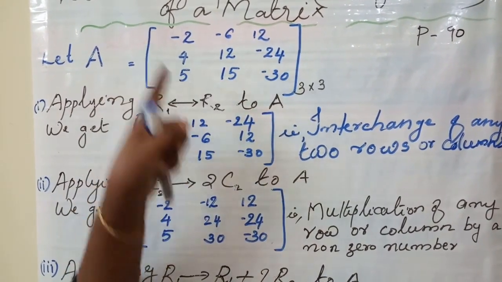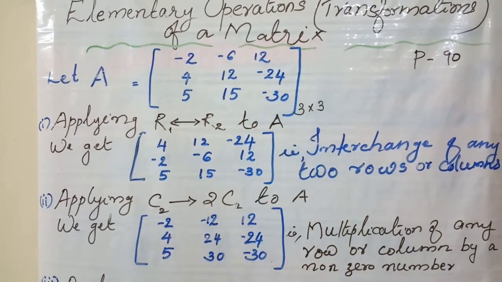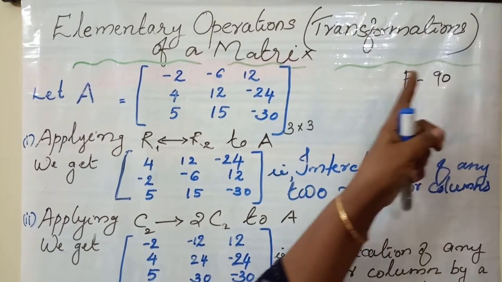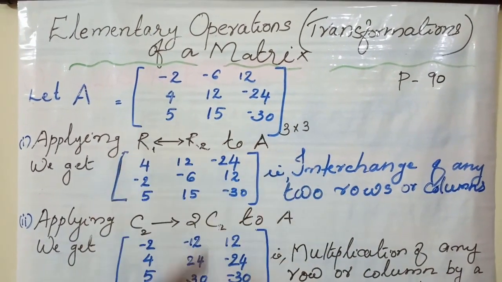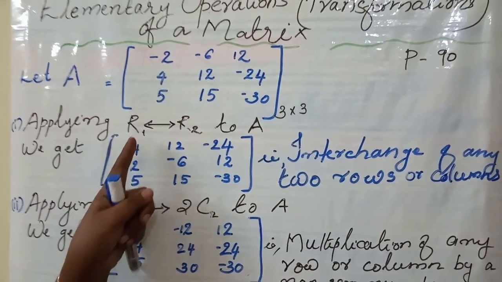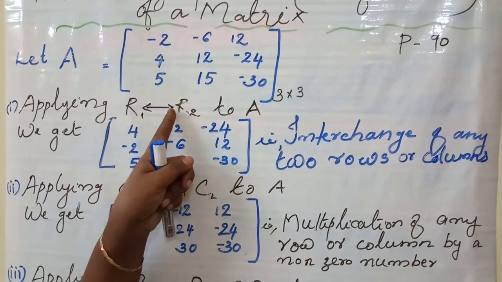So this is coming on page number 90. Before watching this video, first open your textbook to page number 90. Then with the help of that, watch this video. Then it will be very clear for you. Once again, R1 to R2, R2 to R1. That is why there are arrows on both sides.